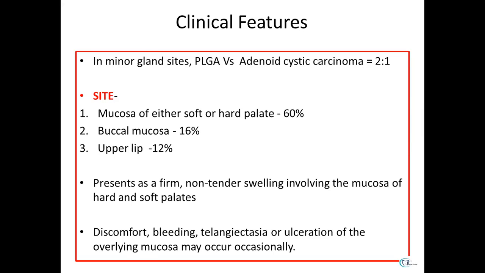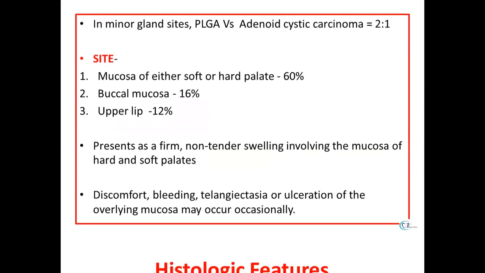Coming on to the site, the most common site for PLGA is the soft palate or hard palate, about 60%, followed by buccal mucosa, followed by upper lip. It presents as a non-tender swelling, which involves the hard palate and the soft palate. Occasionally, there can be some discomfort, bleeding, or telangiectasia. Sometimes ulceration can also be appreciated, but in few cases.